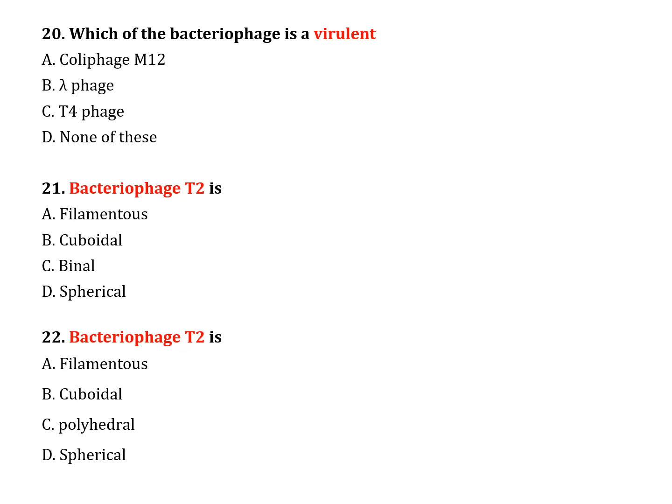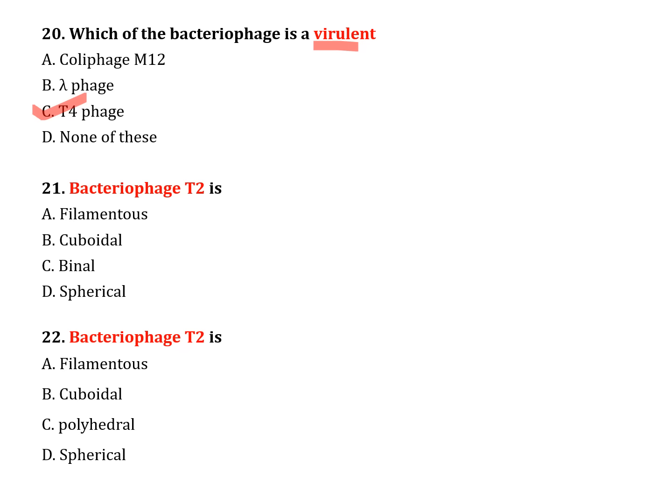Which of the bacteriophages is virulent? Option A, coliphage M12. Option B, lambda phage. Option C, T4 phage. Option D, none of these. Correct answer is option C, T4 phage. Virulent phage means it attacks the bacteria and kills them. The next question, number 21.